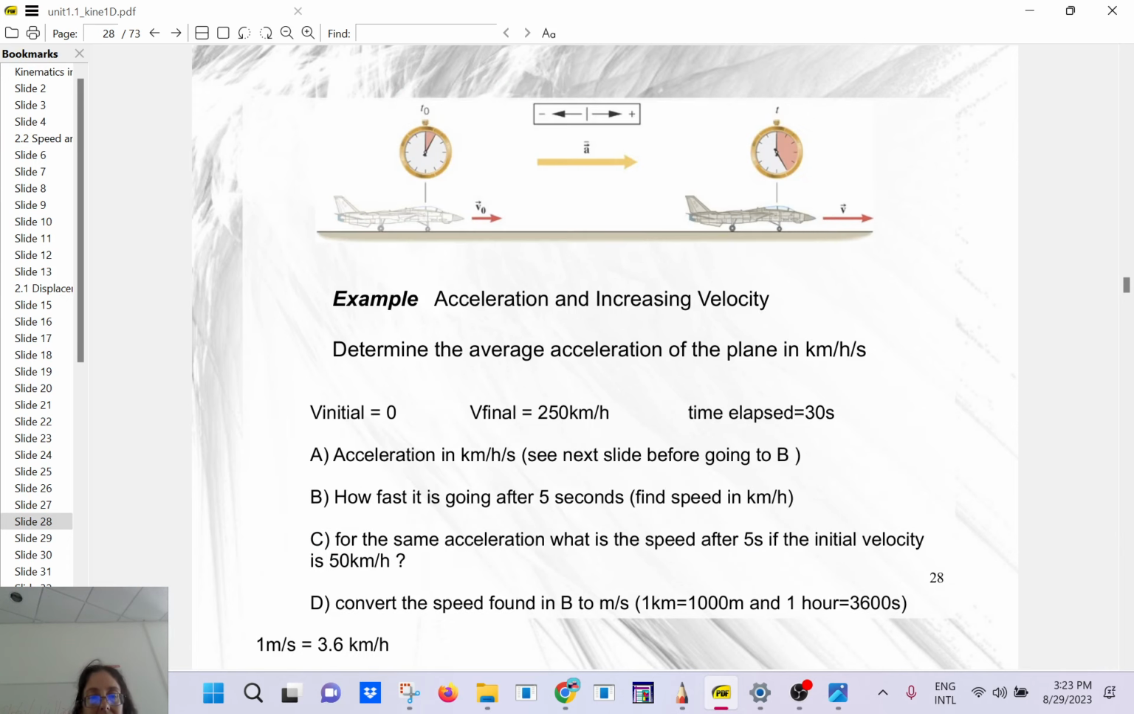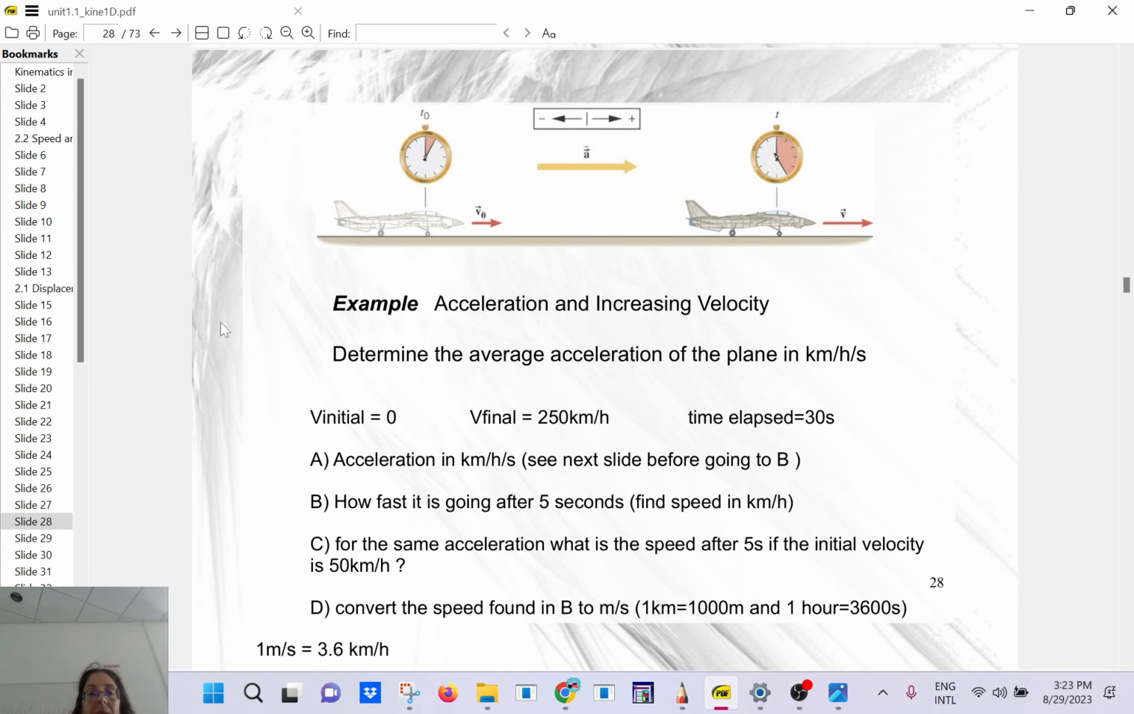Okay, let's try to do this one. It's at rest when you start your stopwatch. And here it has a final velocity. The time elapsed is 30 seconds. So find the acceleration.